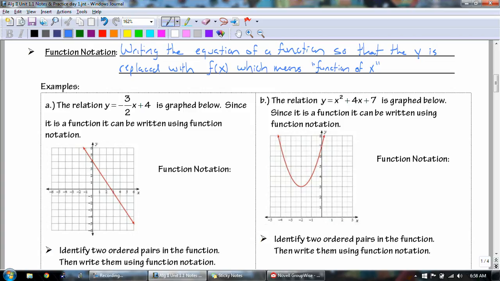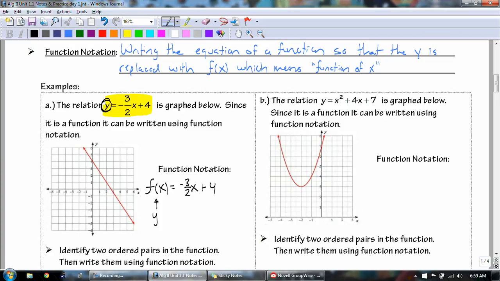Like for our first example, the relation, here's our relation right here. y equals negative 3 over 2x plus 4 is graphed below. Since it is a function, because it passes the vertical line test, it can be written using function notation. So function notation would be, we take the y, so here's the y right here, and I'm going to replace it with f of x. So this is saying that it's a function, and then it's negative 3 over 2x plus 4. So if you look, this is where the y was, and we just replaced it.